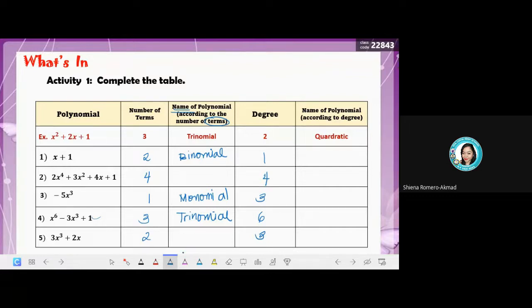For number 5, since dalawa yung terms natin, still binomial yan. So ito na lang yung 4. If there are 4 terms in a given polynomial, what do you call it? Meron tayong monomial, binomial, trinomial, and kapag 4 or more terms ang meron tayo sa isang polynomial, we call that multinomial.